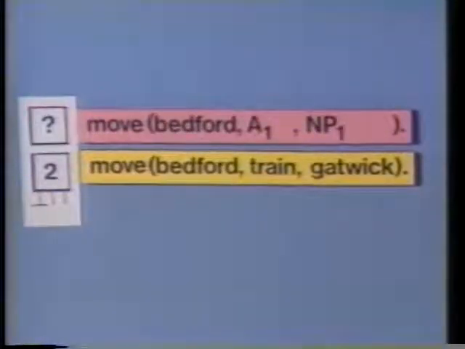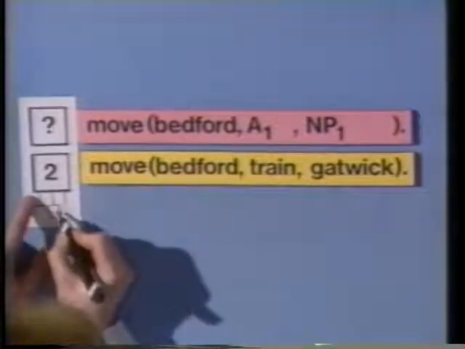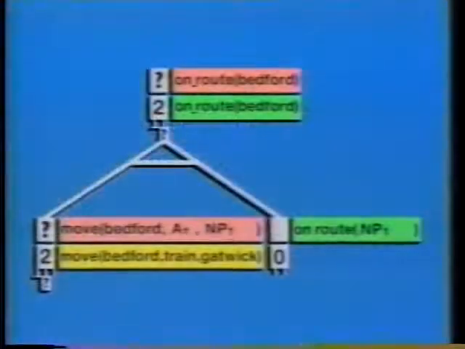Yes, this is a match. A1 can be instantiated to train and NP1 to Gatwick. So put a clause status box on the second clause branch. So a match has been found for move Bedford A1 NP1 with some instantiations. A1 is instantiated to train, and NP1 is instantiated to Gatwick. Notice that NP1 occurs twice, so NP1 must be instantiated to Gatwick in both places.